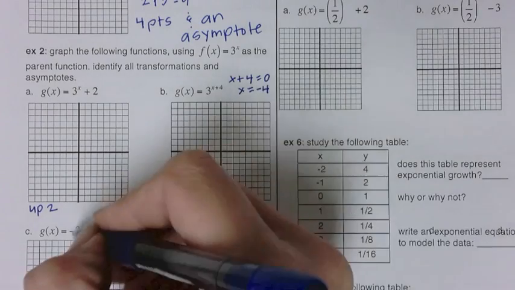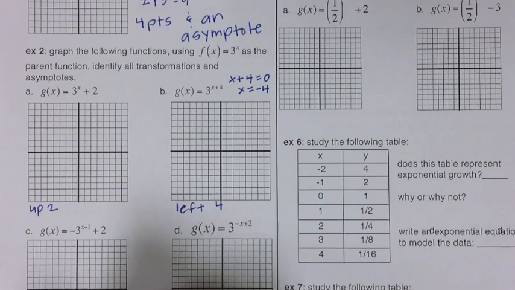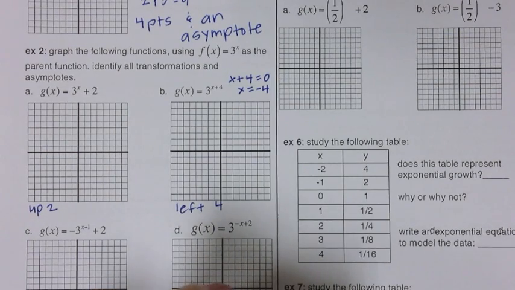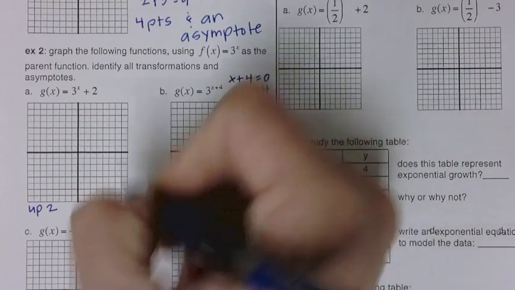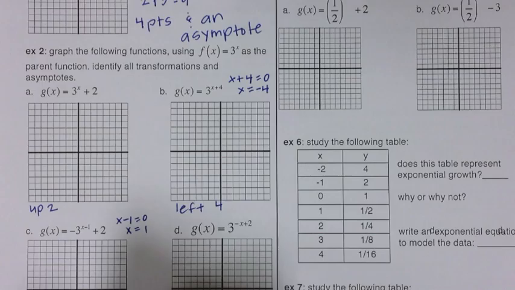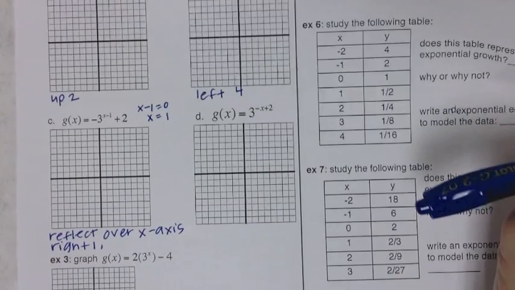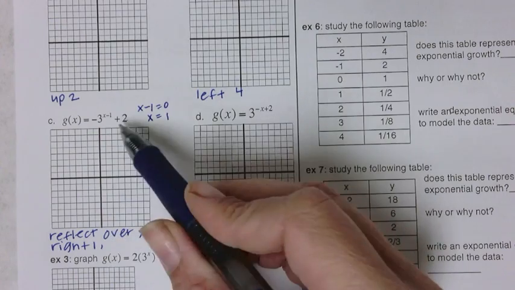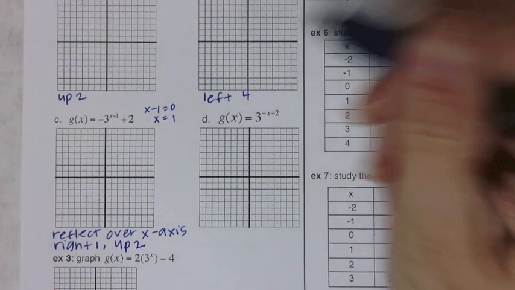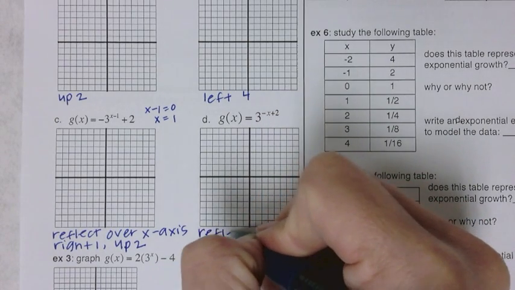This one right here, we have a negative out in front. If the negative is out in front, it's a reflection in the x-axis. And then we have x minus 1 equals 0, so we're going to go right 1. And then after we've gone right 1, we have our up 2. And then on this one, because the negative is in with the x, we're going to reflect over the y-axis.